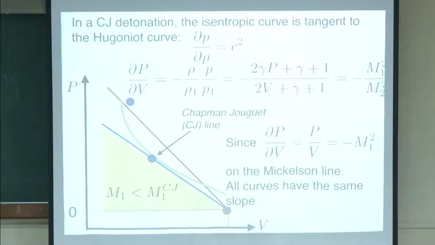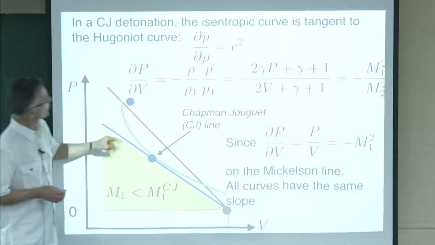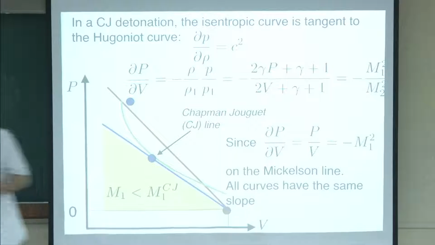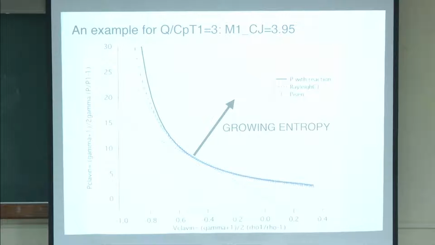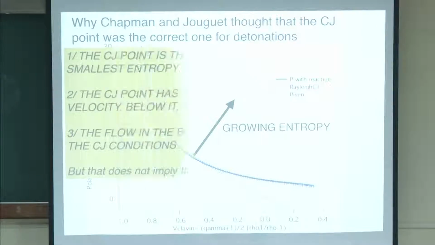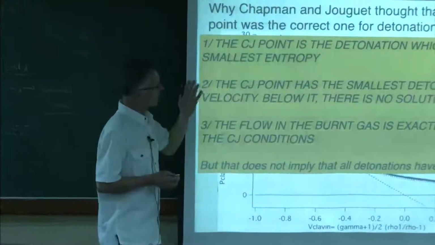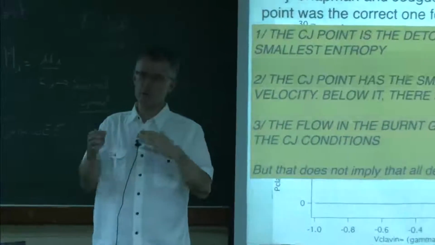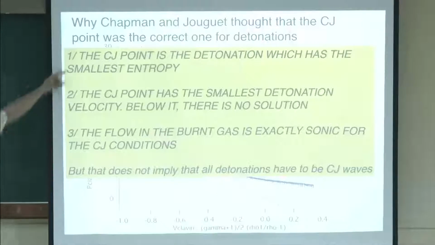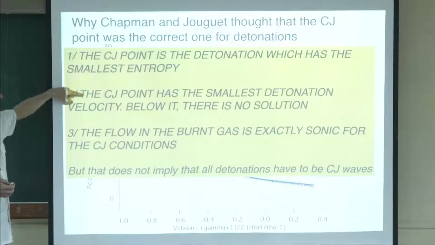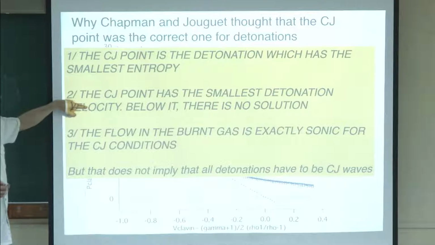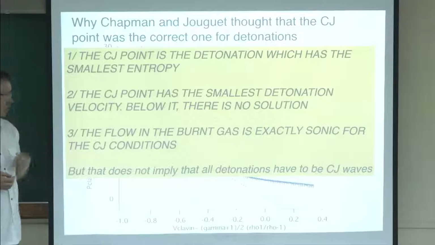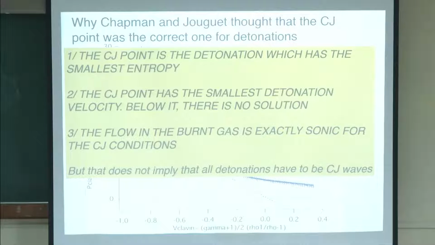You can also prove another thing. You can prove that at this point, the isentropic curve is exactly tangent to the Hugoniot curve. I don't need to demonstrate that now. And this is why, in the past, people have said that the CJ point, the Chapman-Jouguet point, is probably the right point for detonation. Because it's the one which has the smallest entropy. It's the one which has the smallest detonation velocity. And it's also the case where you're exactly sonic for the CJ condition. So usually, most detonations should be there.